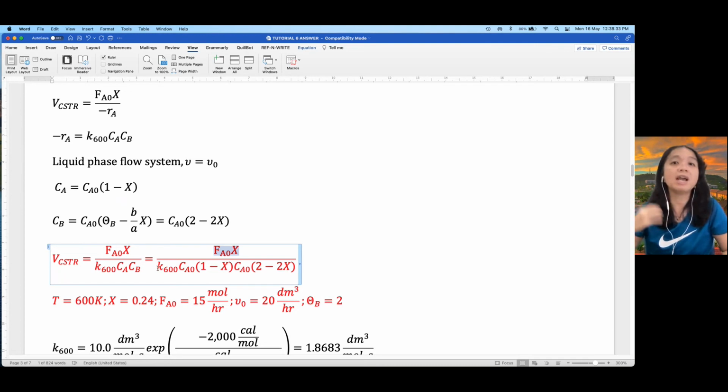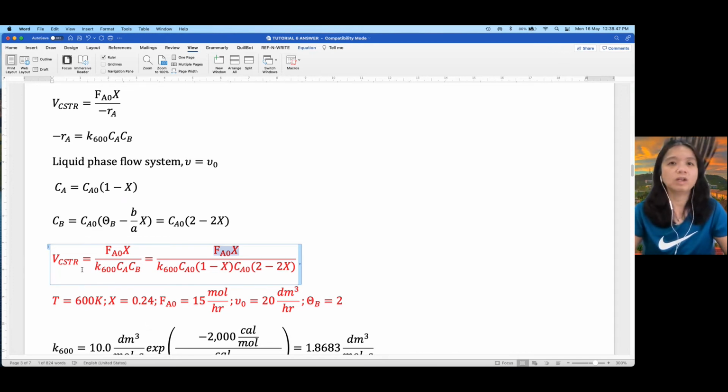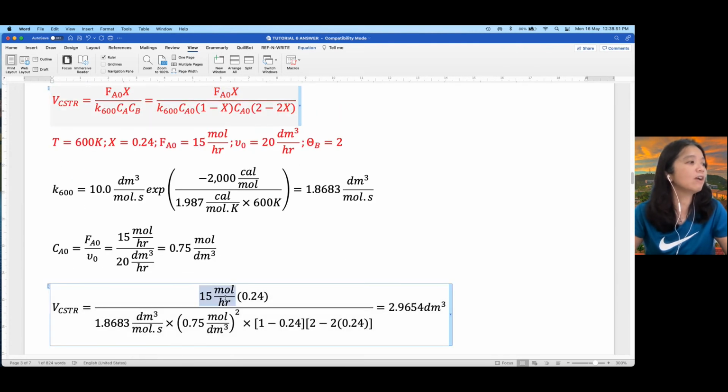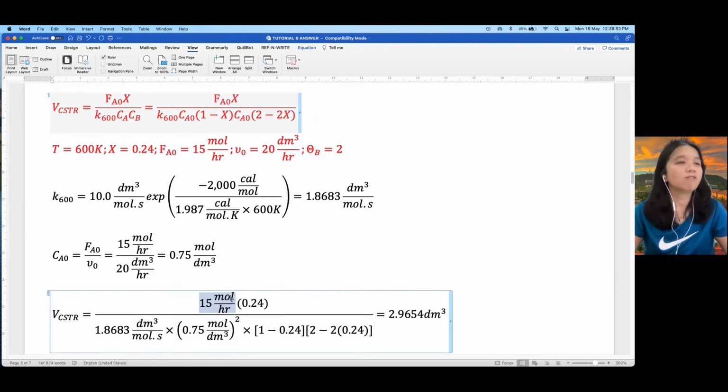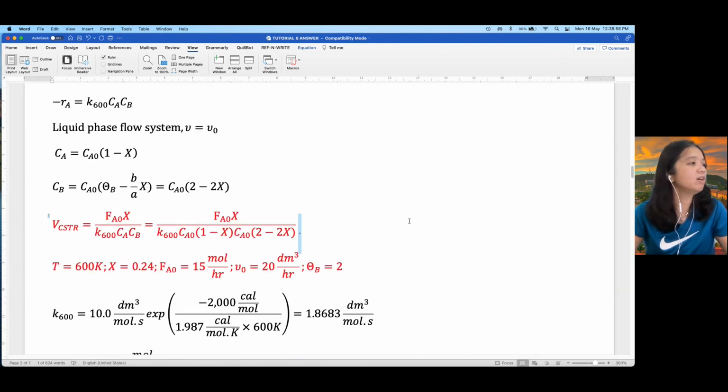So the K must be at 600 Kelvin. So CA was CA naught (1 minus X), CB was CA naught (2 minus 2X). So you have to then substitute all the values inside the equation for us to find the volume. So first of all, FA naught. In the question, of course, you know it is 15 from the table. So FA naught is done.